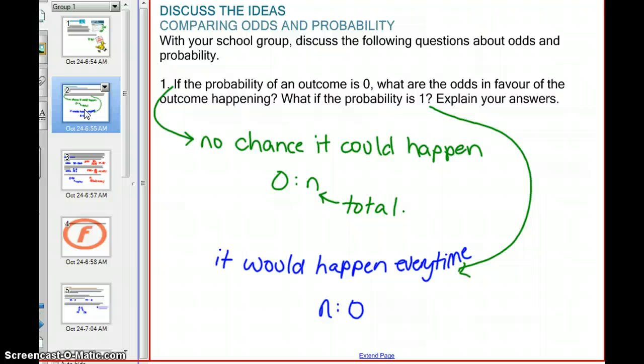How about if the probability is 1? That means that it'll happen every time the possibility occurs. So n is your total, and there's 0 times that it won't happen. So n to 0 would be your odds.